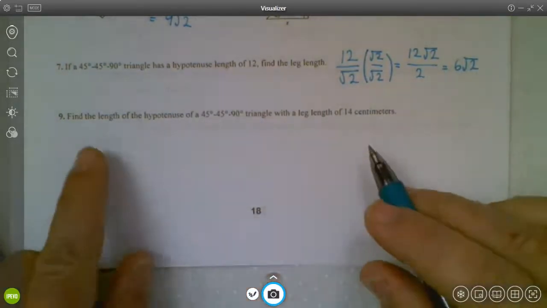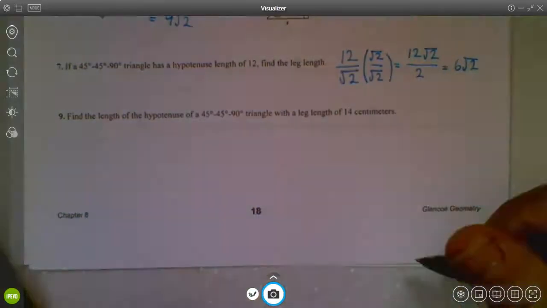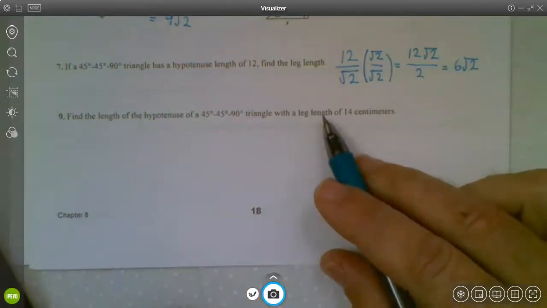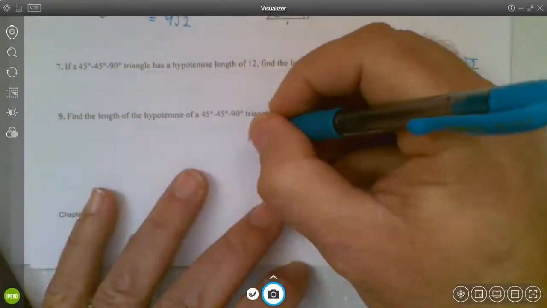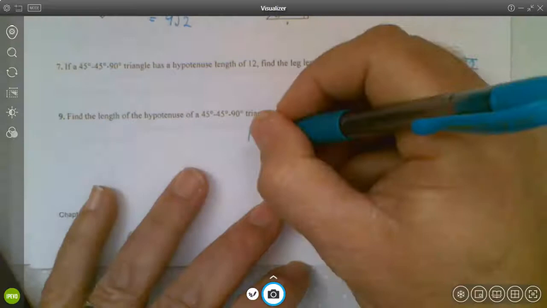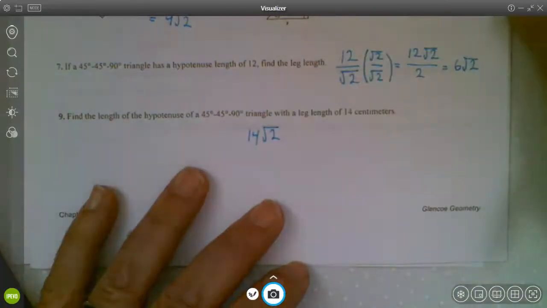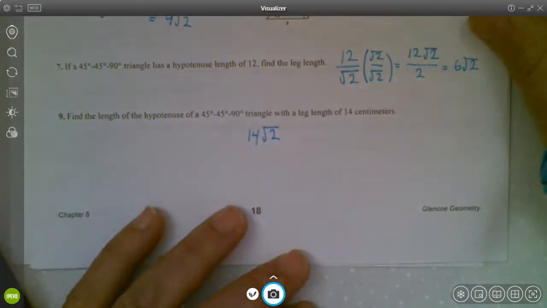All right, last one. Length of a hypotenuse. If the leg is 14, well, how do we go from the leg to the hypotenuse? Multiply by the square root of 2. So I'm going to multiply 14 by the square root of 2. That's it. That's all we had to do. All right, so that's the pattern of a 45, 45, 90. I'm going to show you one more.